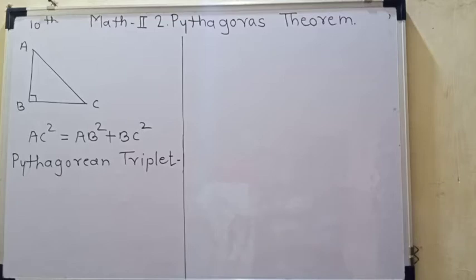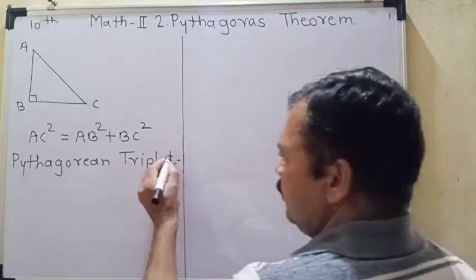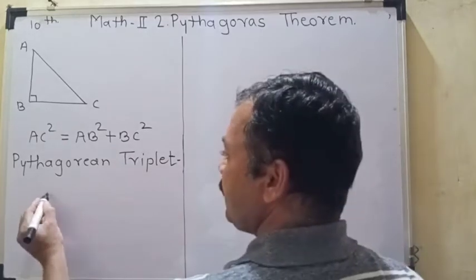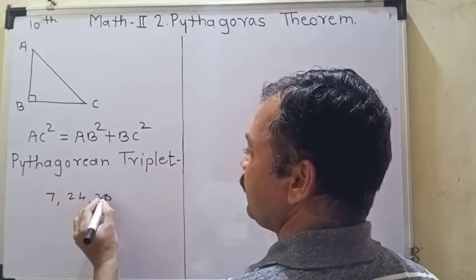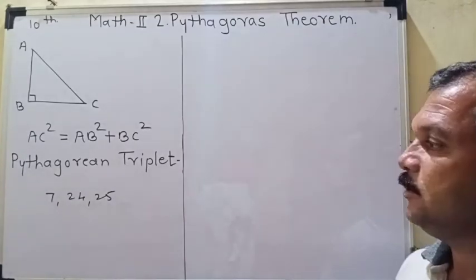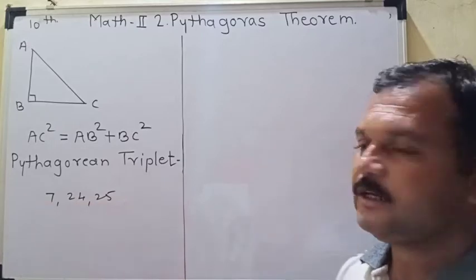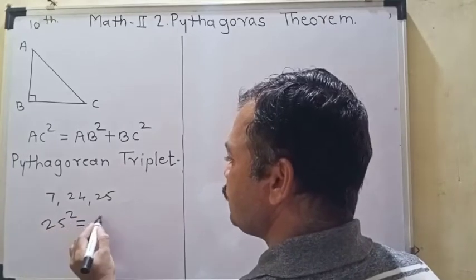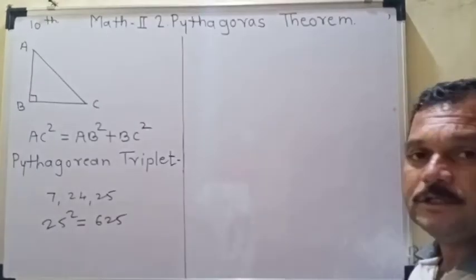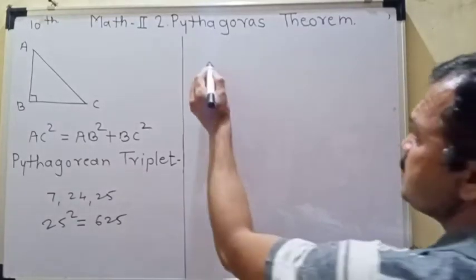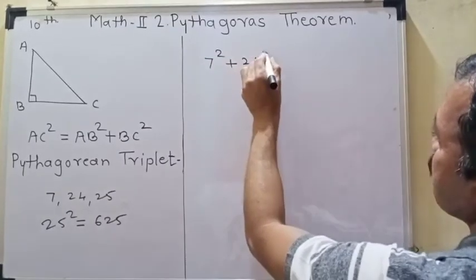Now let us see Pythagoras triplets, or Pythagorean triplets. Now there are three sides of a triangle. Suppose 7, 24 and 25 are the three sides of a triangle. Now the square of the greater side. Which is the greatest side here? 25 is the greatest side. The square of the greatest side, 25 square, is 625, which is equal to the sum of the squares of the remaining two sides, that is 7 square plus 24 square.